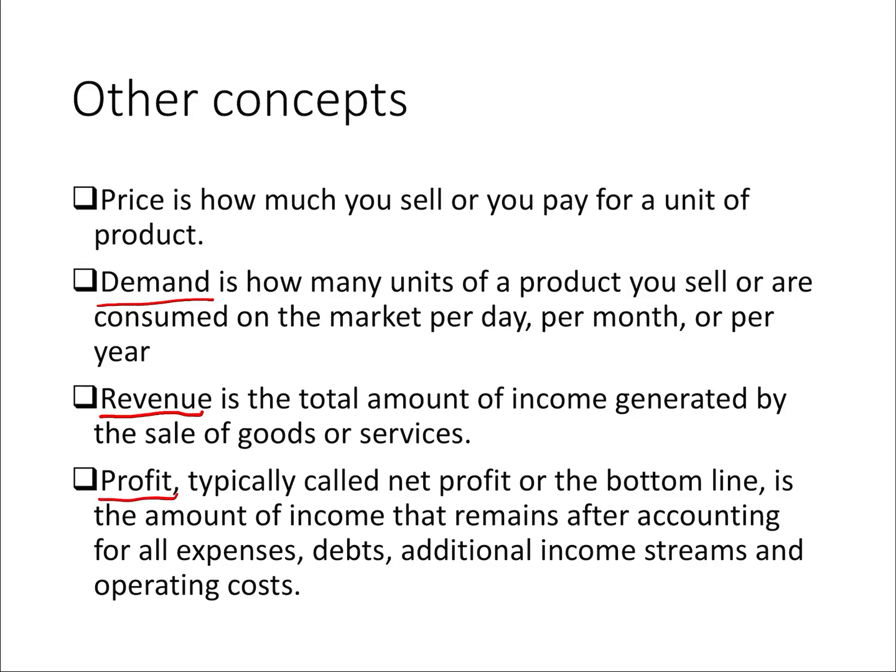All right, so last, profit. That's the thing you pursue, and that's the thing you can be happy for. If you got a high number for profit, congratulations. If you got a low number for profit, you need to think about solutions. Profit is typically called net profit or the bottom line, because profit is the goal. You want to have profit at least bigger than zero, so that you are earning money, not losing. Profit is the amount of income that remains after accounting for all expenses, debts, additional income streams, and operating costs. So profit is the net thing, considering all the other expenses. What do you have left?